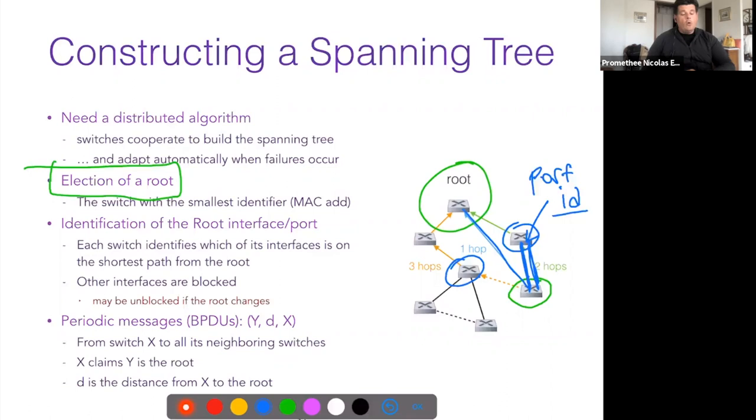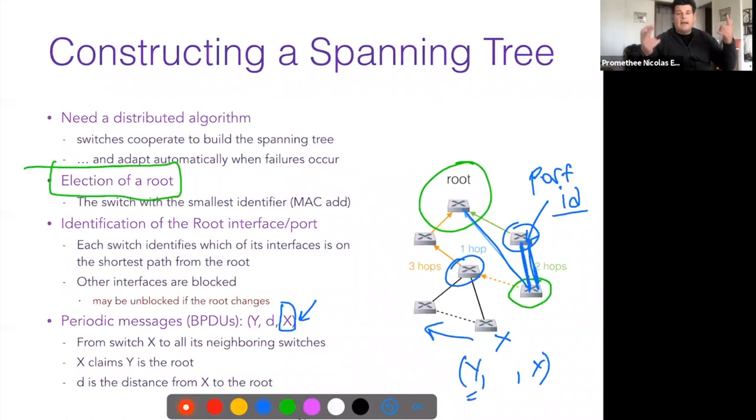Okay. So in order to do the election, we're using specific messages. They are called BPDU, Bridge Protocol Data Units. I don't want to get into the details, but the most interesting is when a switch X sends the message. What they're going to send is: me, X, I pretend that, from my point of view, Y is a root.